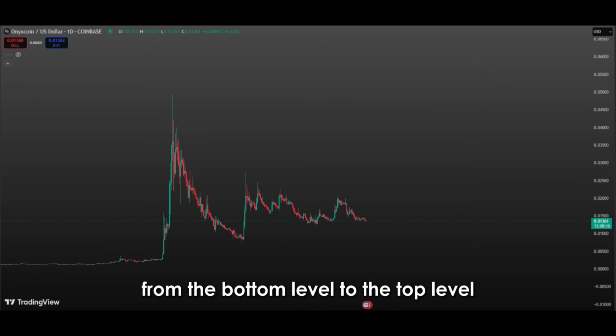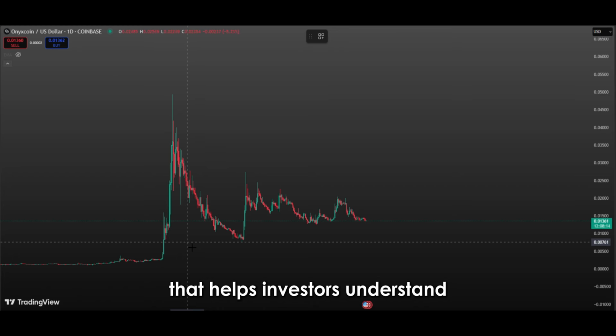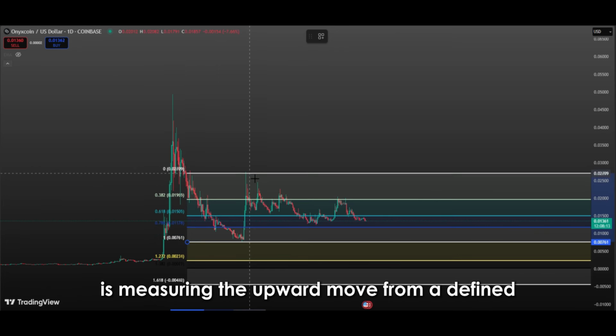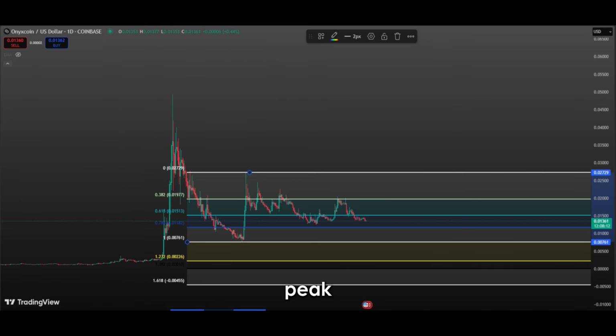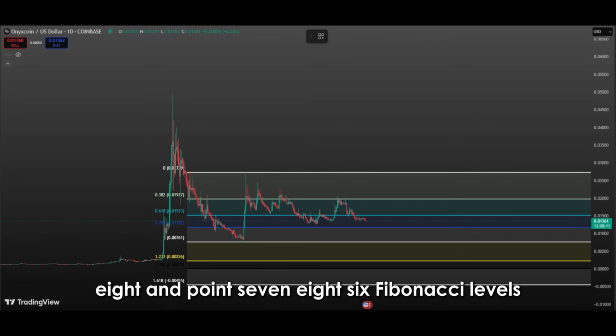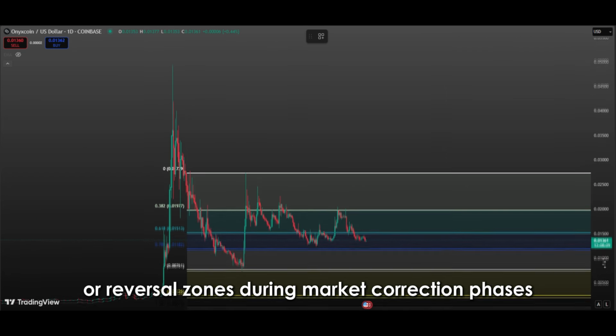Measuring the price from the bottom level to the top level using the Fibonacci retracement tool is a frequently used method in technical analysis that helps investors understand market trends. In this case, the situation we are referring to is measuring the upward move from a defined bottom point to the highest peak and determining that the price is located at the 0.618 and 0.786 Fibonacci levels. These levels are generally considered strong support or reversal zones during market correction phases.